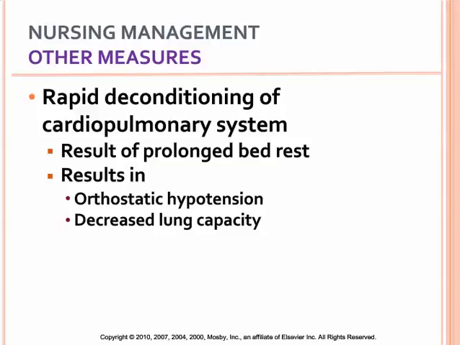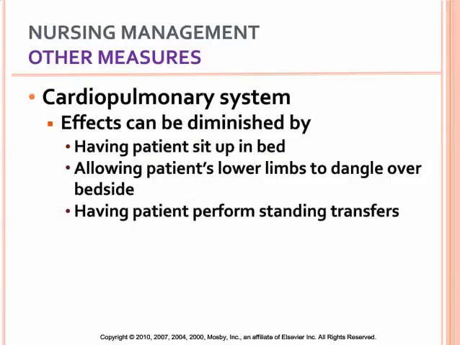Rapid deconditioning of the cardiopulmonary system occurs in these patients because of prolonged bed rest and results in orthostatic hypotension and decreased lung capacity. So unless it's otherwise contraindicated, you want to diminish these effects by having the patient sit up in bed, have them dangle over the side of the bed, or have them perform standing transfers, and make sure that as you increase activity, you're assessing for orthostatic hypotension.